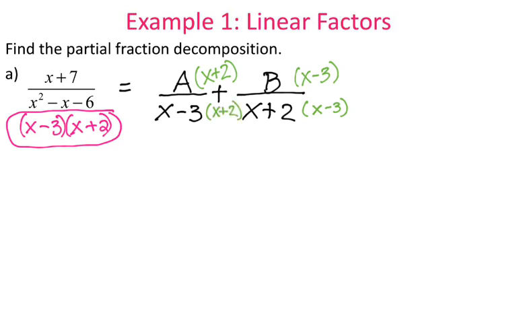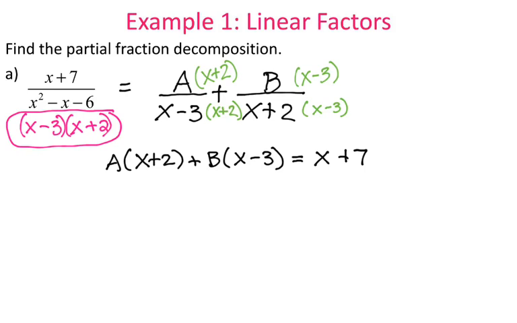But at this point, I really don't care about the denominator, because we already know the denominator is going to be this. What I do care about is the numerator, because I'm trying to figure out what A and B are. So I'm going to ignore my denominators for now, and I'm just going to focus on my numerator. I'm going to rewrite it. So I have A times x plus 2 plus B times x minus 3. And that numerator is supposed to equal my original numerator, which is x plus 7.